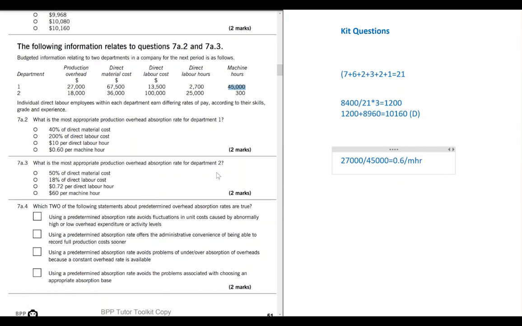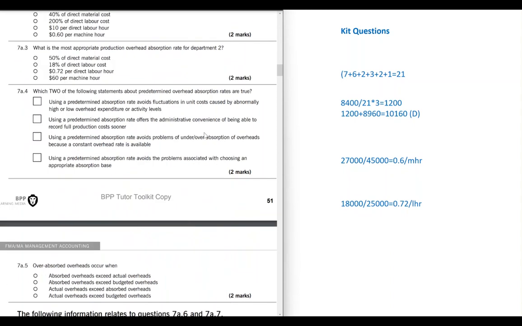What is the most appropriate production overheads rate for Department 2? Remember, even though material cost is more, we are talking about hours. So if hours is given, then hours is better than cost. In Department 2, more labor hours is done, so cost will be apportioned using labor hours. So we have 0.72 per labor hour, which would be C. So here D and C.